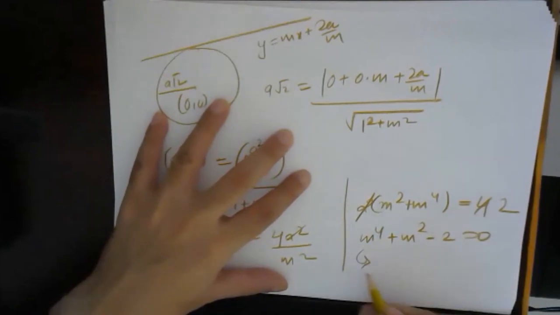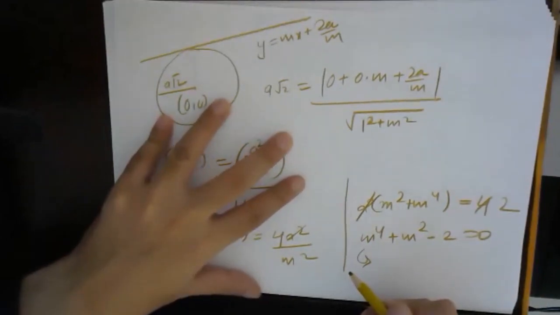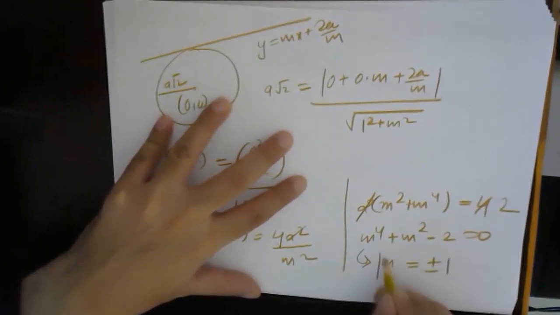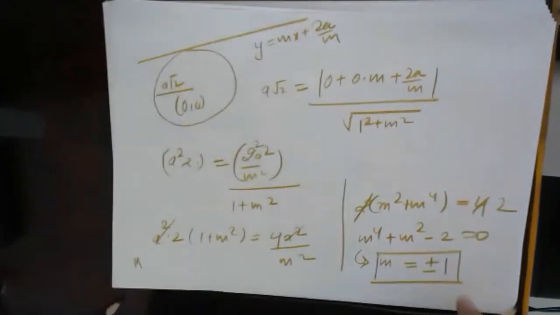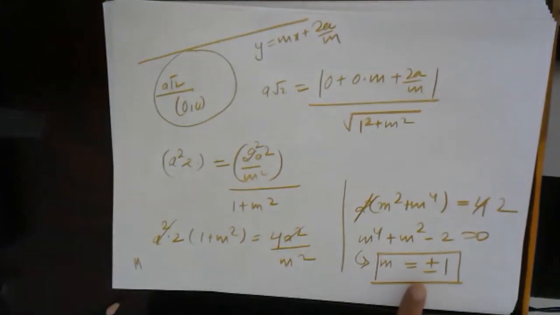So from here you will get two roots, which are m is equals to plus minus 1. That means two different equations of line, and by drawing the diagram also, we know that we should get two different equations of line. So m is equals to plus minus 1.